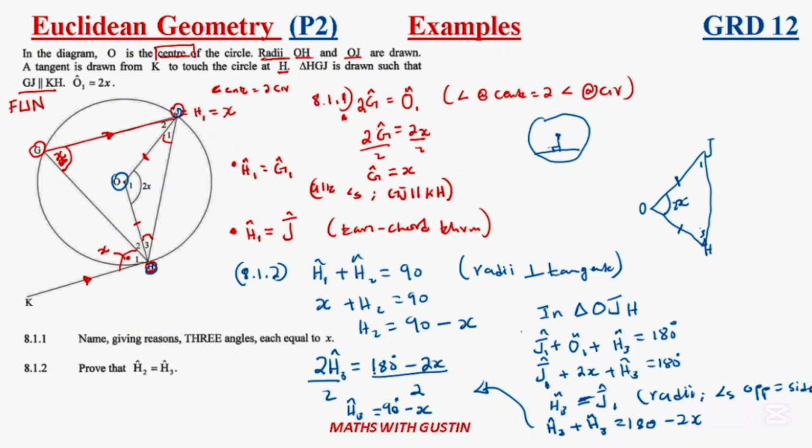Okay, so therefore this simply means this H here is equal to that one, because H3 and H2 are equal to 90 minus x. So therefore this gives us a situation where H2 is equal to H3.